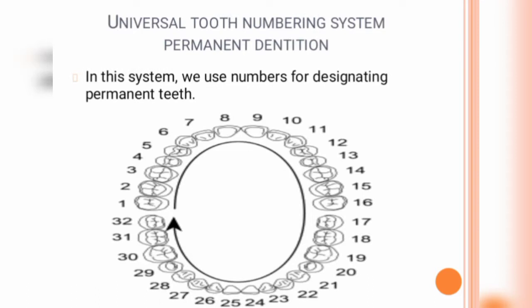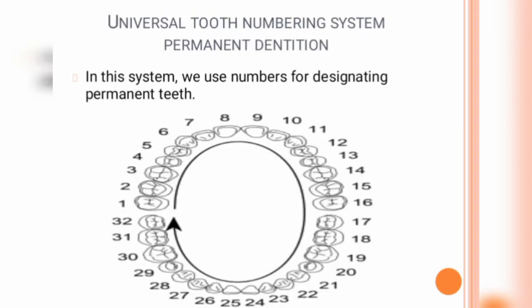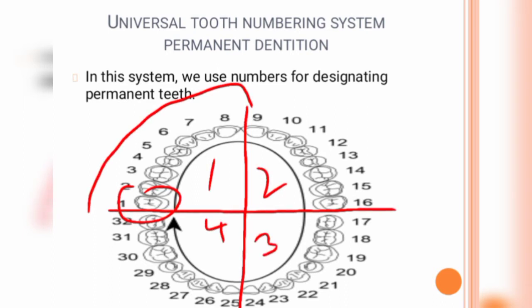Okay, now the universal tooth numbering system of the permanent dentition. In this system there is a difference: we use numbers for the permanent dentition, and alphabets for naming the primary teeth. So in permanent dentition we use specific numbers, starting from the most posterior tooth, you can see here that is the third molar. We start numbering from here, and it ends at 8 in the first quadrant, and then it begins in the second quadrant as 9 to 16.